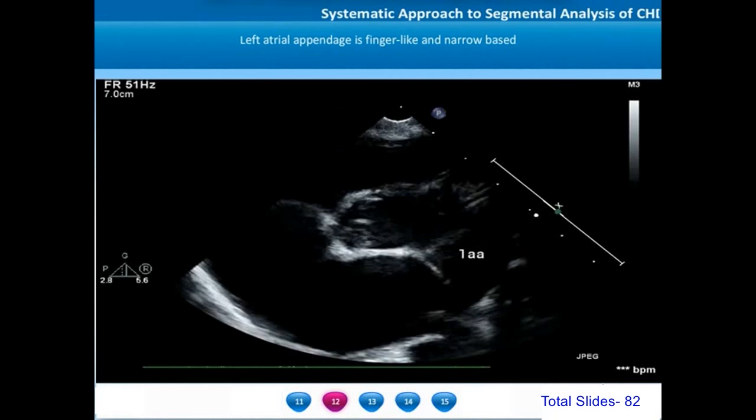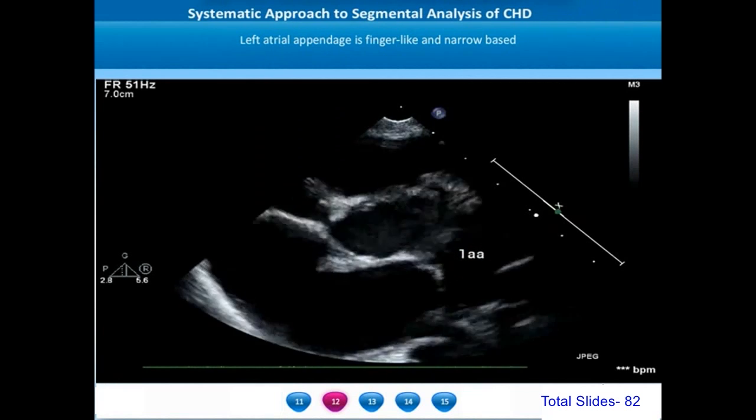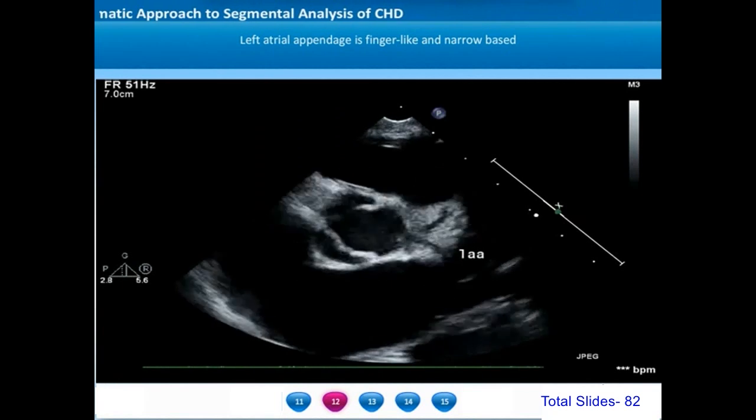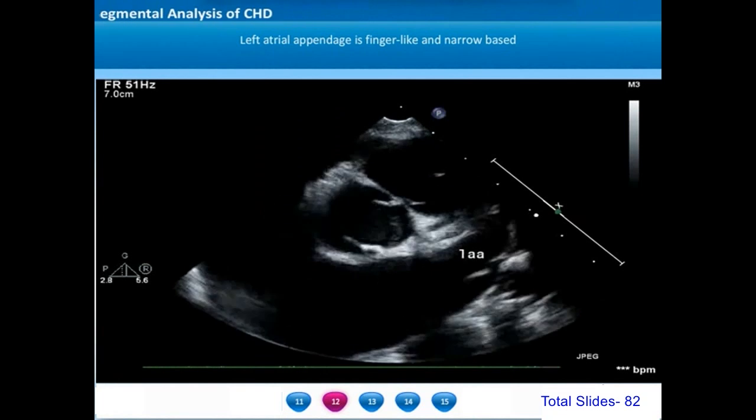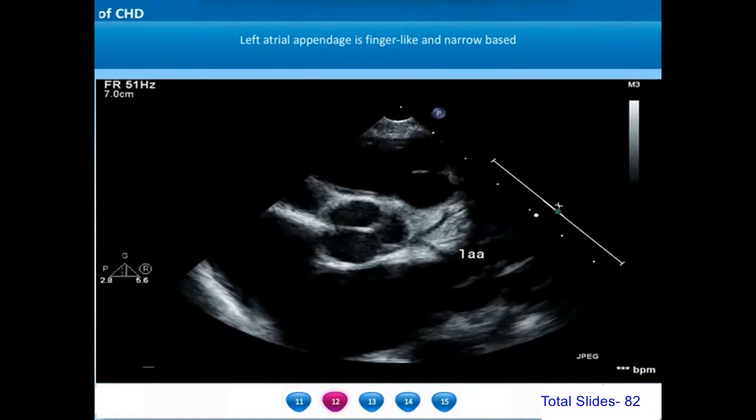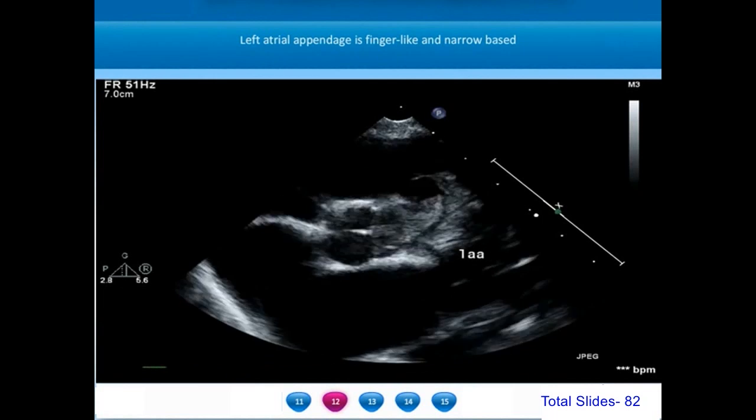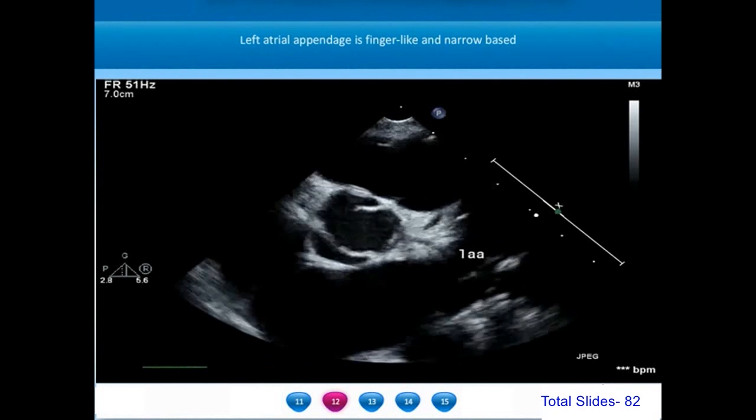On a parasternal short axis view, on the left side of the aortic root, we can appreciate the left atrial appendage. It's finger-like in shape and has a narrow base.